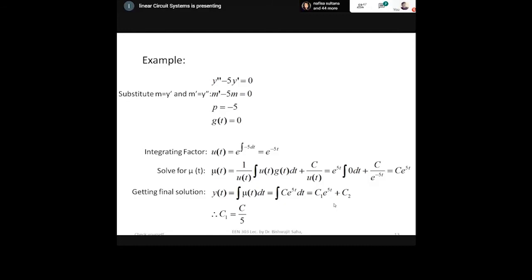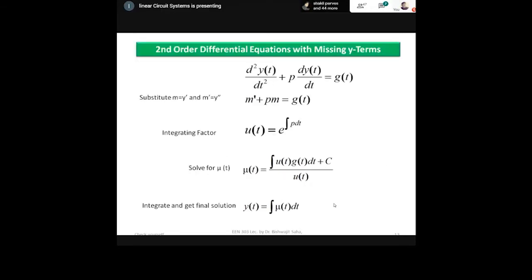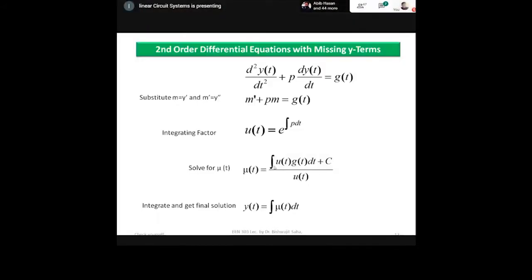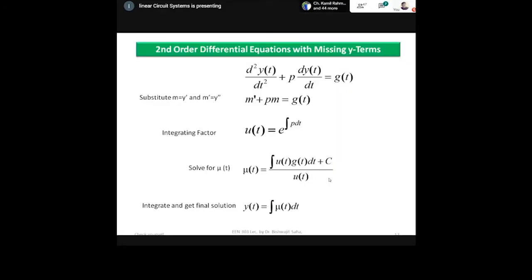Easy, right? Sir, in the previous slide, sir, the mu of t equation is the same as the equation right now. Yes, slide 13. I am showing you here slide number 12, the integration of u of t g of t dt plus c divided by u of t. So if we divide this term into 2 by the plus sign, that means the integration of u of t g of t dt divided by u of t plus c divided by u of t, isn't it? Yes, sir. Now I got it. Same equation here.